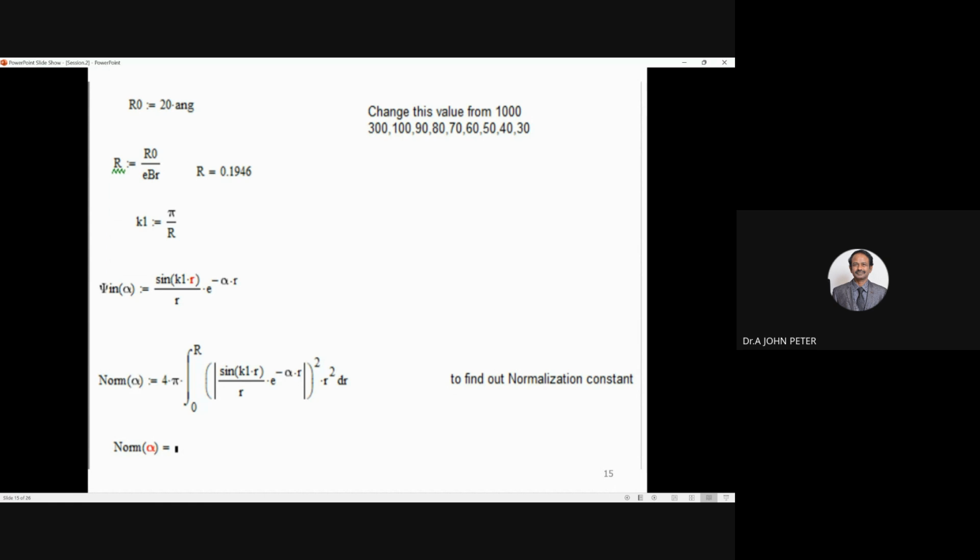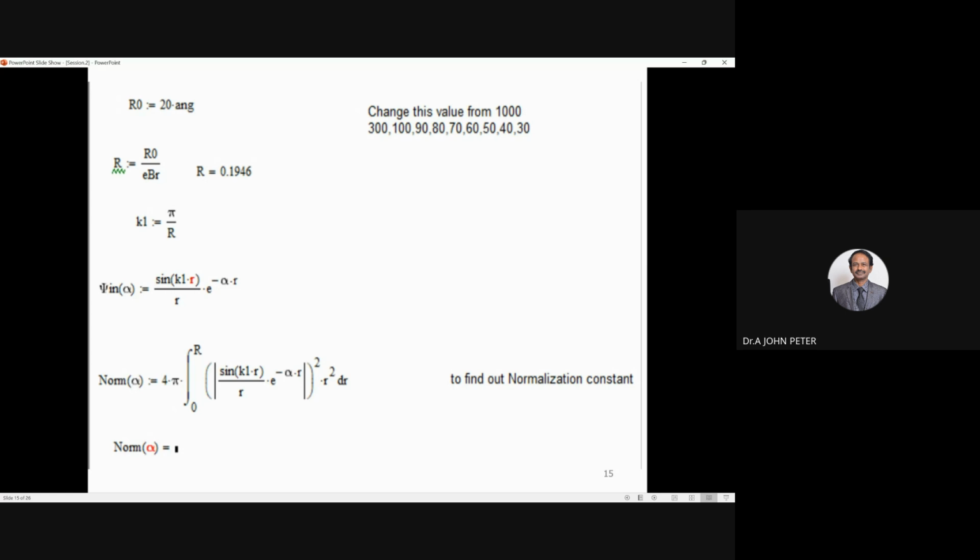The radius of the dot can be either 1000 angstrom, 500 angstrom, 400, 300, 100 angstrom, 90, 80, 70, 60, 50, 40, 30, and 20. Okay, we are going to change it. We are going to reduce the radius of the quantum dot and find out the binding energy. This is the idea. Now your R naught, I'm going to fix as 20 angstrom. So the computer will assign 20 angstrom.